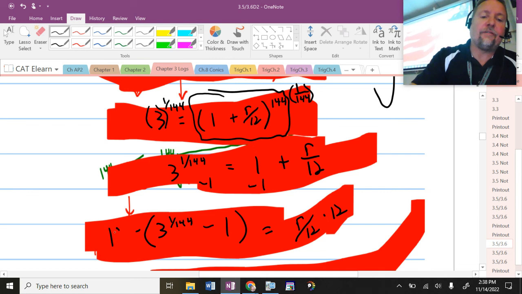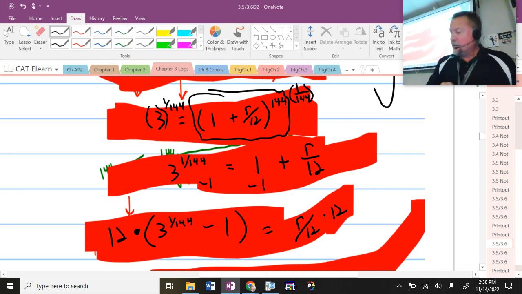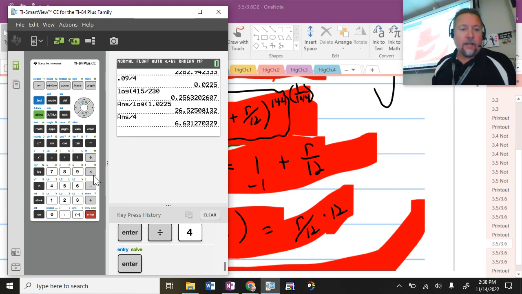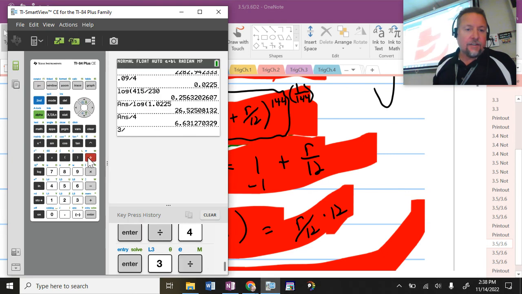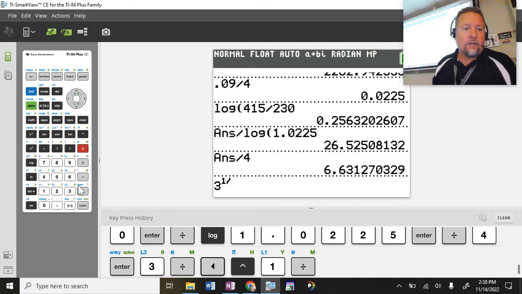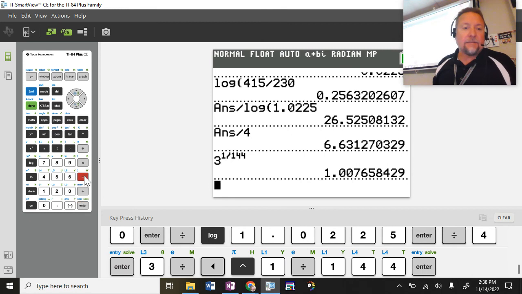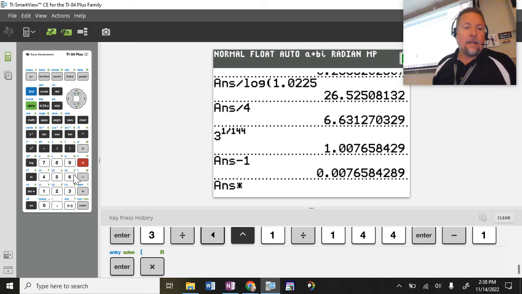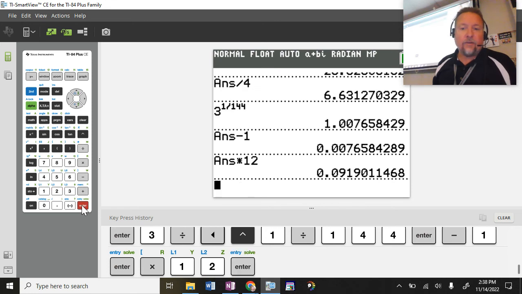So on the worksheet, I have a bunch of these times 12. So I'm going to do that on my calculator, just taking it in steps here. 3 caret, 1 divided by 44th power. I know what I'm doing here. So 1 divided by 44, press enter. Crazy decimal, minus 1. There's that decimal times 12. Enter.